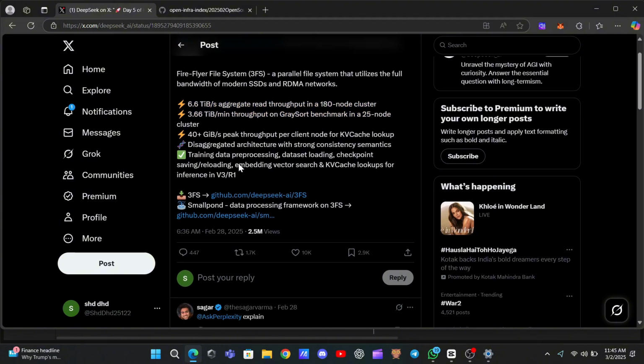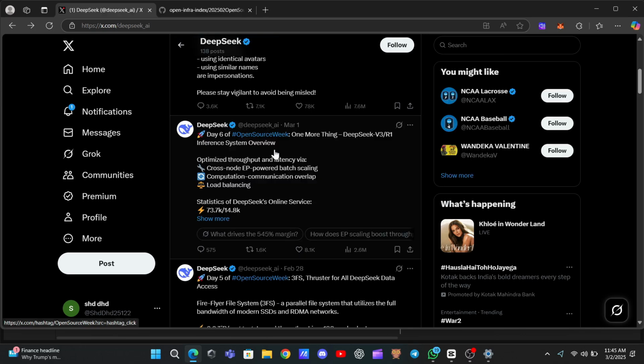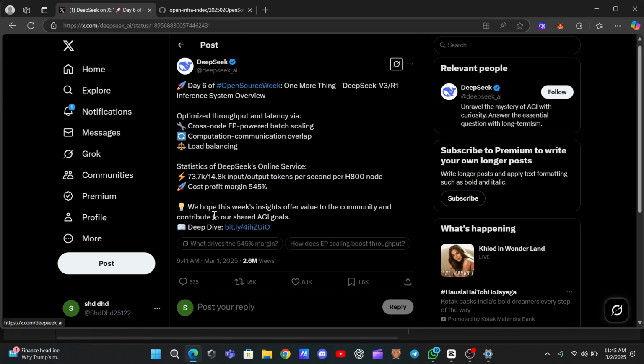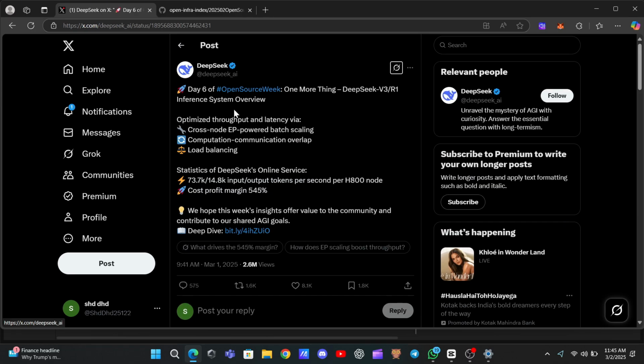And as if that wasn't enough, they dropped a full overview of the Deepseek V3 and R1 inference systems, detailing not only how the models are served but also breaking down the pricing and profit margins in a way that's almost hard to believe. What really caught my attention was the explanation that all of the inference services are powered by H800 GPUs, maintaining a precision that's consistent with the training phase.